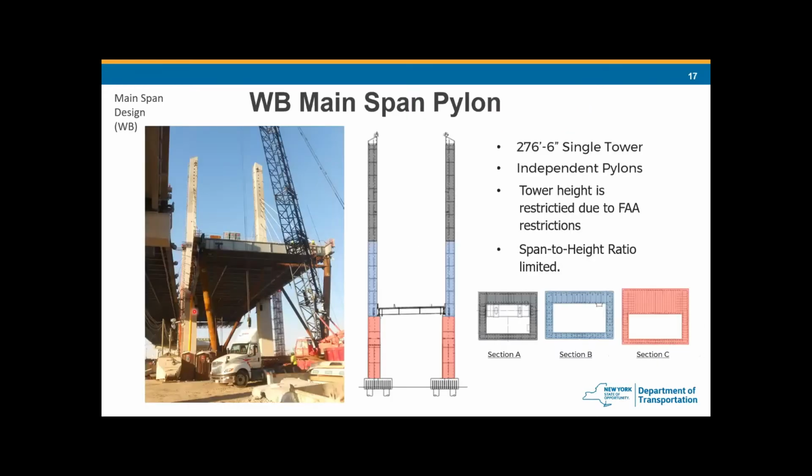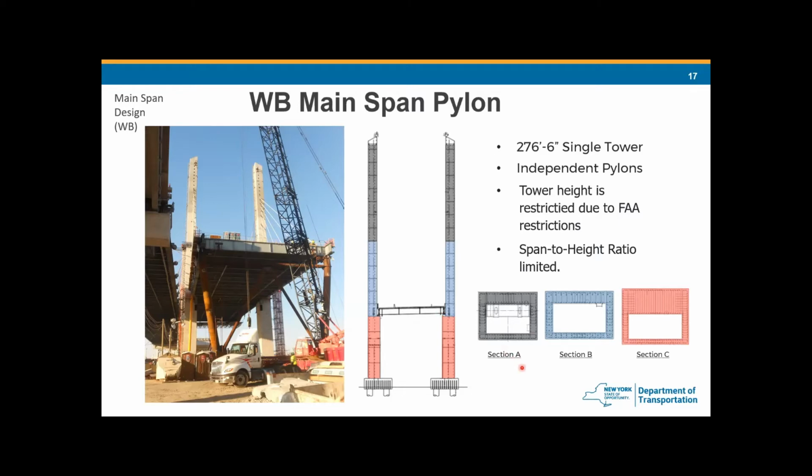The pylon, about 277 feet high, is an independent pylon. The pylon height is restricted due to FAA restriction and also span to height ratio. And it's an independent pylon because it doesn't have a cross beam to tie the two vertical columns together. And you also can see it from this photo. There is no cross beam.